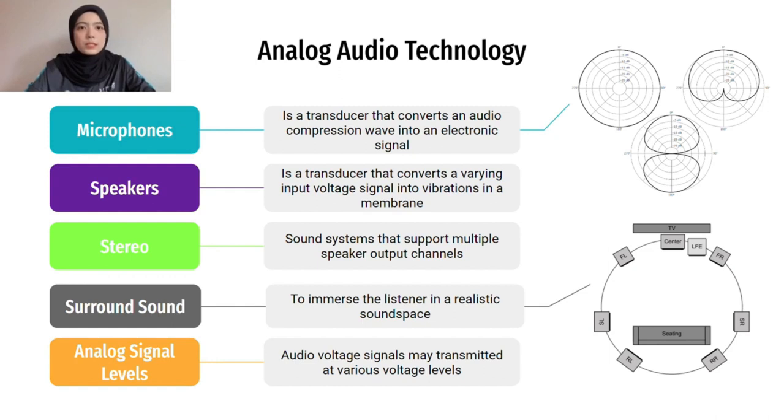We have analog signal levels. An audio voltage signal may be transmitted at various voltage levels. Passing a voltage that is too high for the device to handle will cause clipping of the sound signal. Passing a voltage that is too low will result in output that sounds quieter than it should.